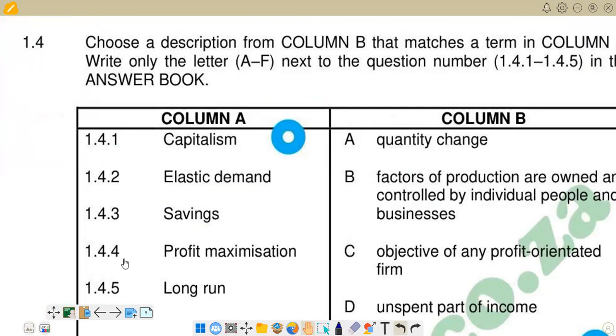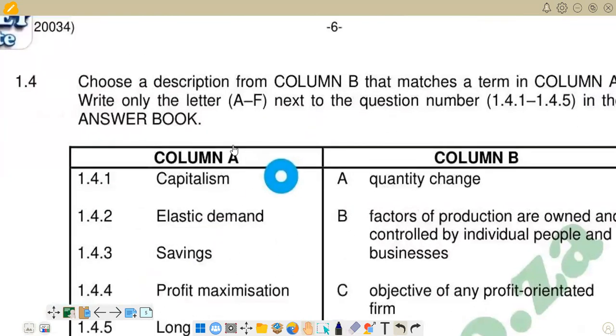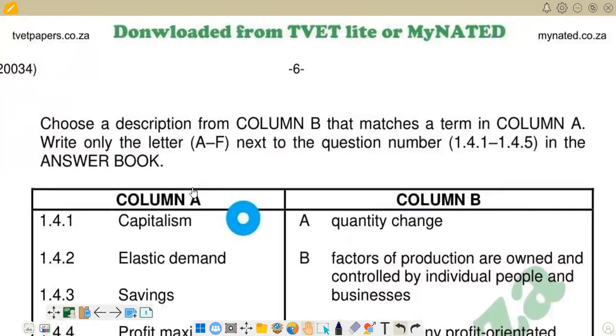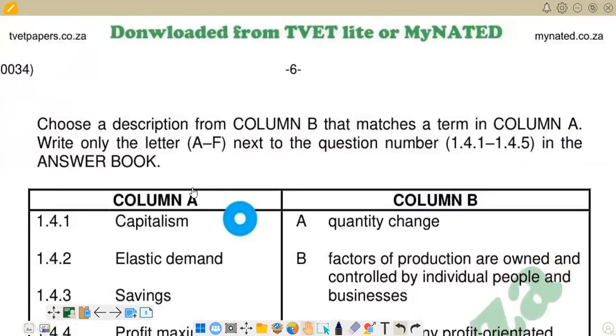Right. We have now 1.4. If you look at 1.4, at the beginning of that question, it says choose a description from column B that matches the term in column A. Only the letter A to F next to the question number. That is 1.4.1 up to 1.4.5 in the answer book.